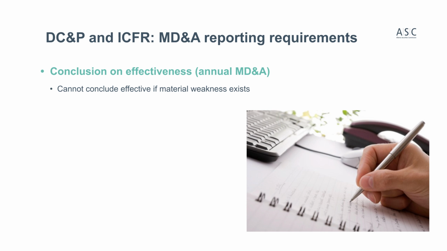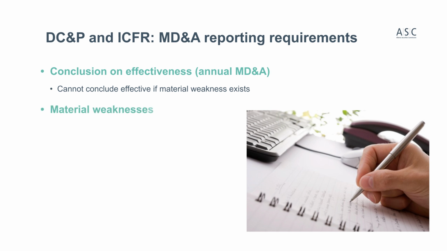Further, their assessment cannot be qualified by stating that the issuer's DC&P or ICFR is effective, subject to certain exceptions, unless the qualification pertains to one of the permitted scope limitations available in the instrument. Additionally, as there is substantial overlap between the definitions of DC&P and ICFR, it would be unlikely that an issuer's certifying officers would be able to conclude that DC&P is effective if ICFR is not effective.